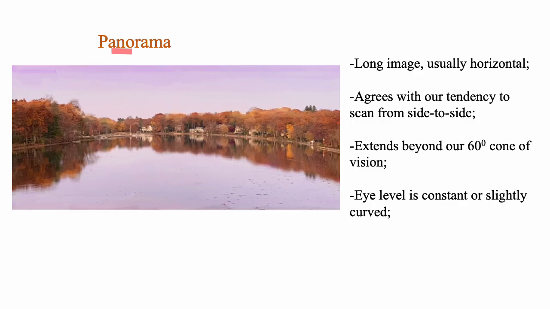A panorama is a long image, and it's usually horizontal, although it could be vertical if the subject warrants it, like a waterfall. And it extends beyond our 60-degree cone of vision, so we either have to step back to see the whole picture or read it from left to right, turning our head. Eye level is usually constant or slightly curved.